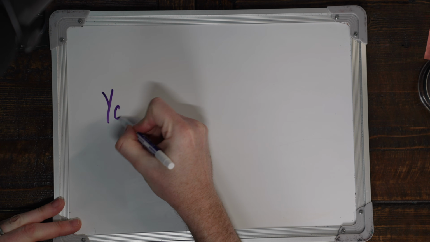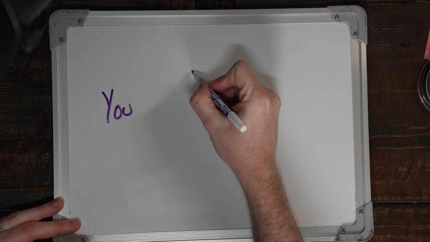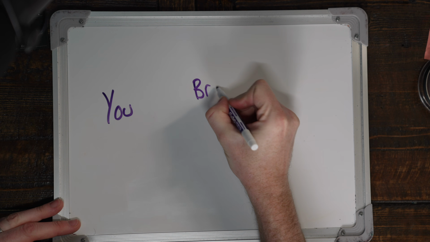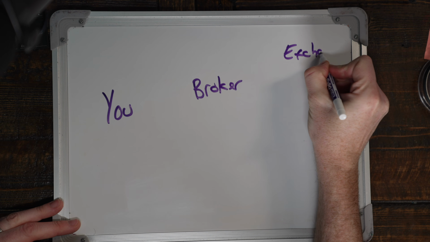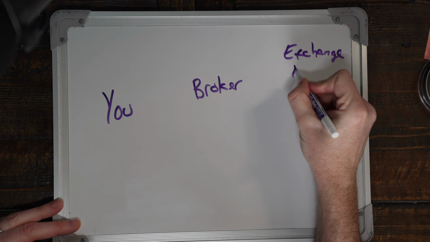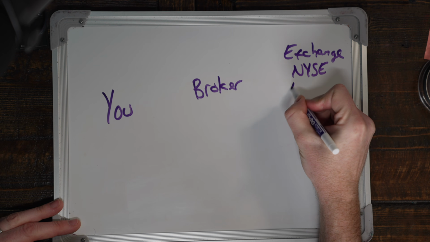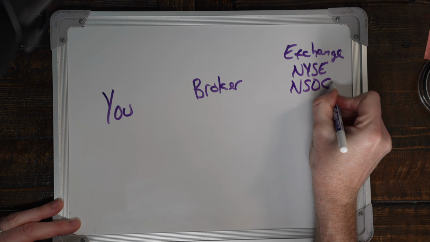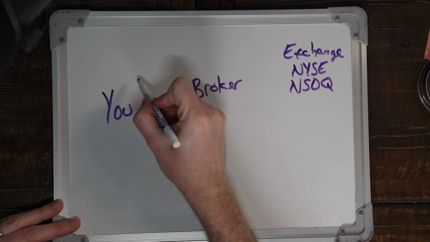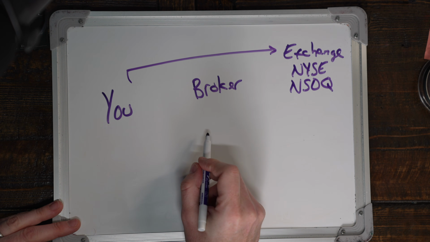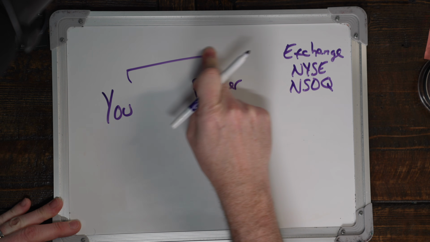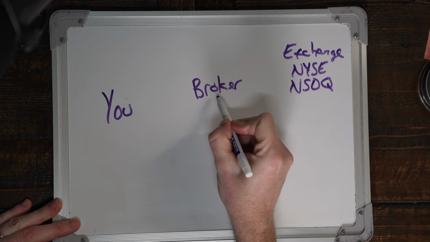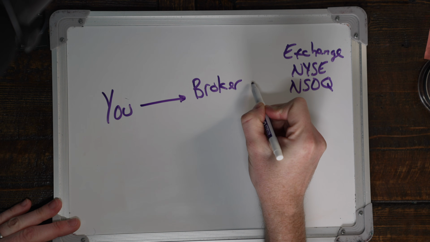This is you right here. This is your broker right here. And then, of course, we have the exchange, right? So if you're going to send your orders to the New York Stock Exchange or NASDAQ, historically, if you want to place a trade, you can't just go straight to the exchange. You can't go to the floor of the exchange. You can't do it electronically. You can only go through a licensed broker-dealer. They are the intermediary.